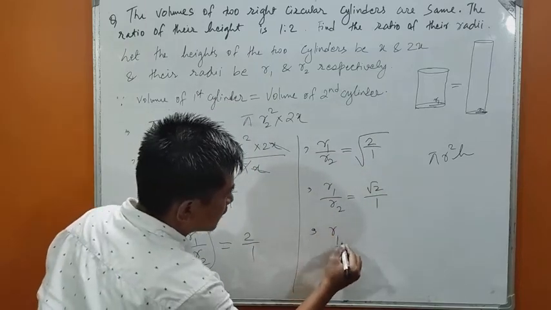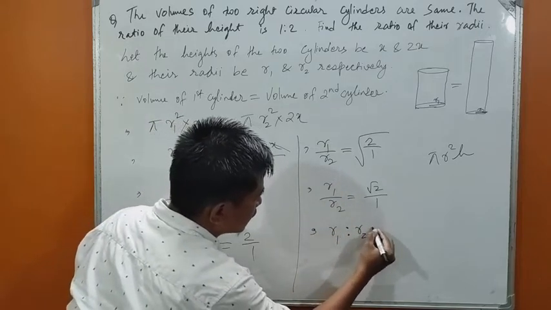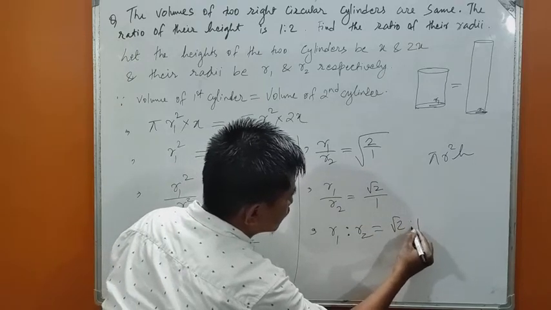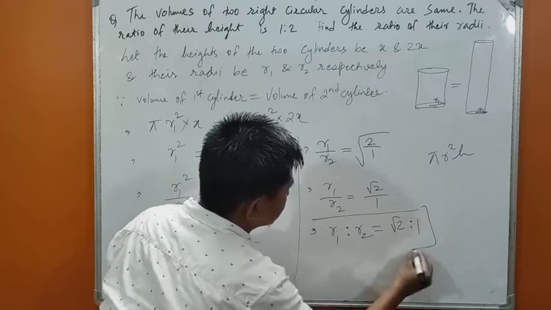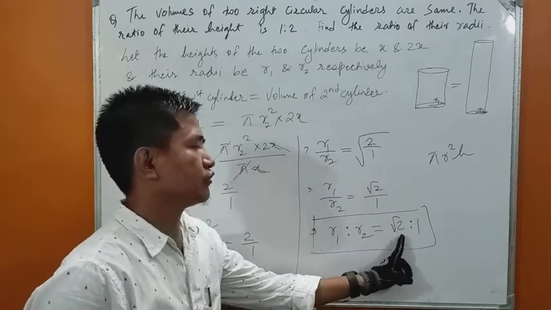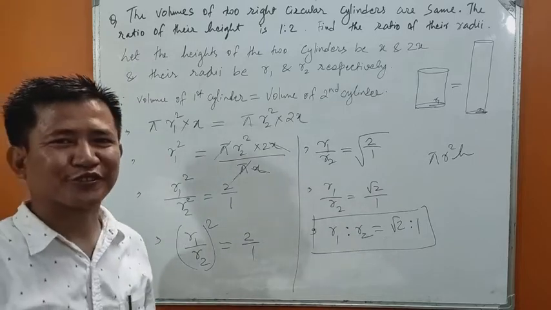So r1 upon r2 can be written as r1 is to r2 equals root 2 is to 1. We were asked to find the ratio of their radius. So the ratio of their radius is r1 is to r2 equals root 2 is to 1. I hope you got this. Now let us move to the next question.